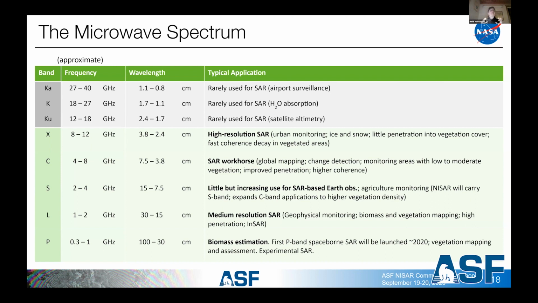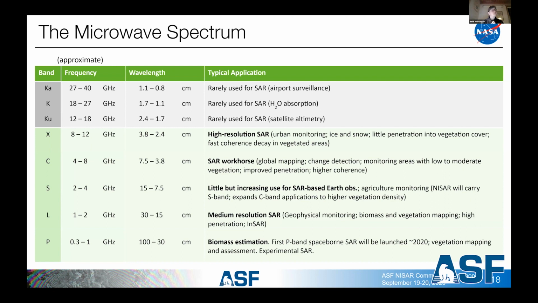So the smallest wavelength that's commonly used for SAR imaging is X-band, and that has a wavelength of around 2.5 to 3.5 centimeters. Again, that gives you the opportunity to have the highest resolution image, but it can't penetrate vegetation very well. So it can be good for urban monitoring or looking at ice and snow or other things where you're looking at very sparse vegetation or features that are quite small that you want to be able to differentiate from each other. The C-band sensor is what is available on Sentinel-1, and it's often used for global mapping, change detection, and to monitor areas with low to moderate vegetation.